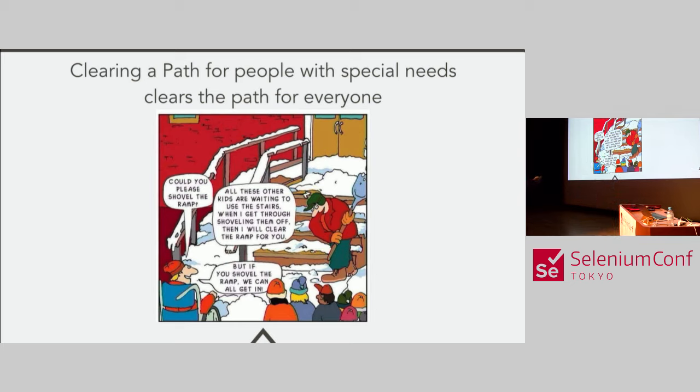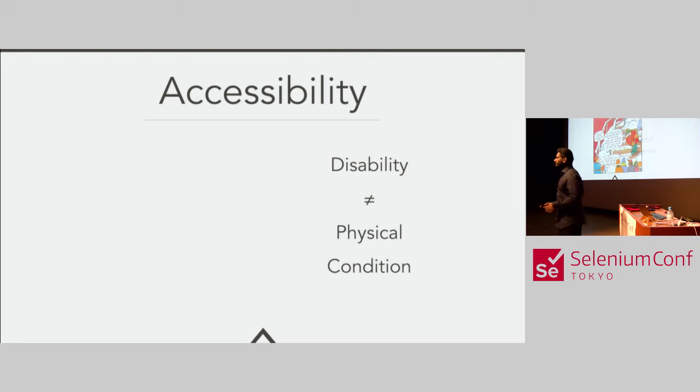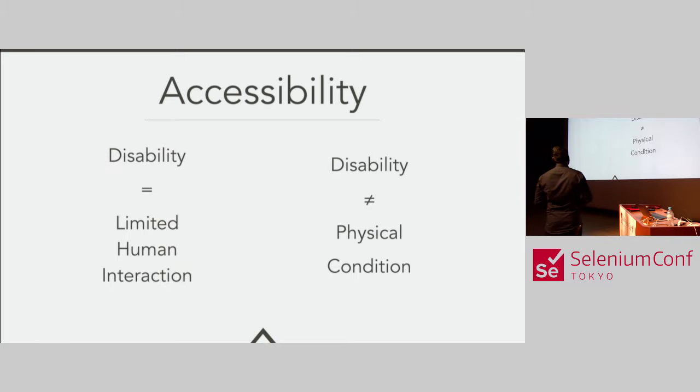And that's at the top here: clearing a path for people with special needs clears the path for everyone. And again, just summarizing what I said earlier, disability is not only about physical condition, it's about limited human interaction. And we need to find a way to include this limited human interaction in our day-to-day life.